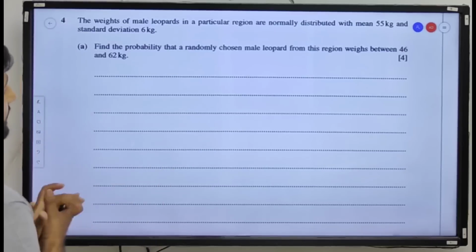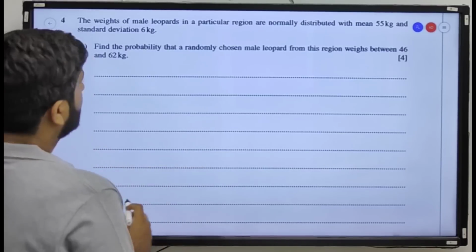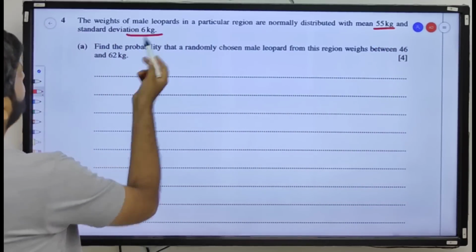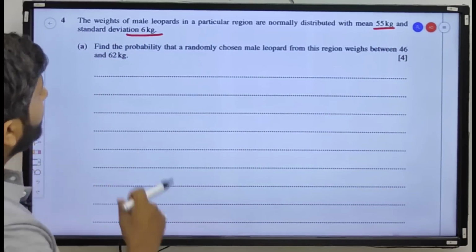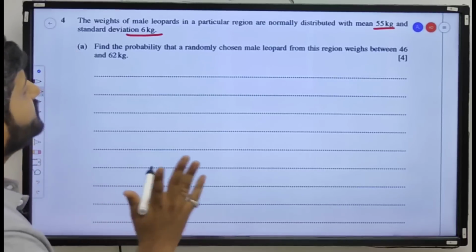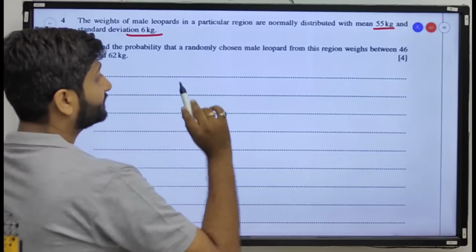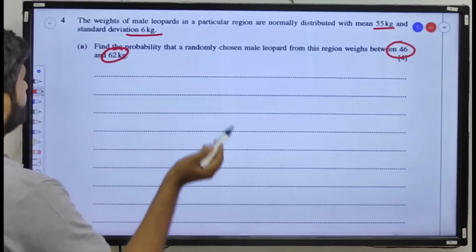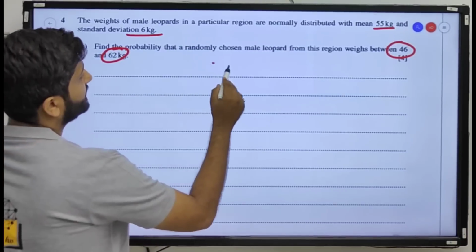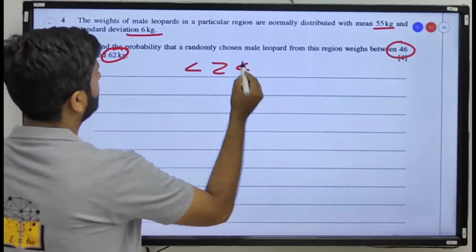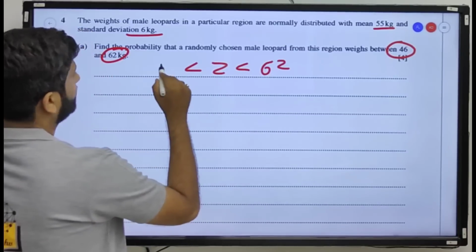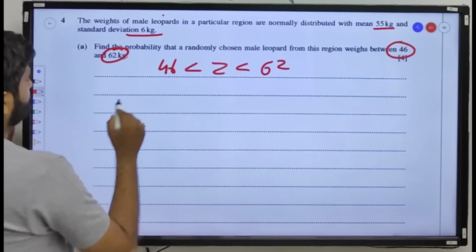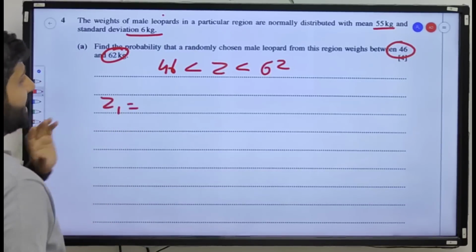Let's get to the next question. The weights of male leopards in a particular region are normally distributed with mean 55 and standard deviation 6 kg. Find the probability that a randomly chosen male leopard from this region weighs between 46 and 62. So we are supposed to find the probability where Z lies between 62 and 46. So let me take this as Z1, which is x minus mu.